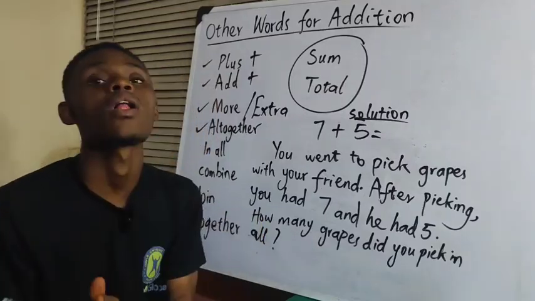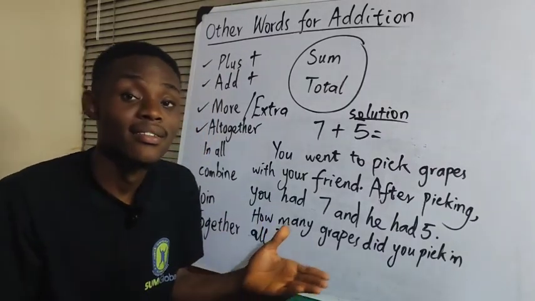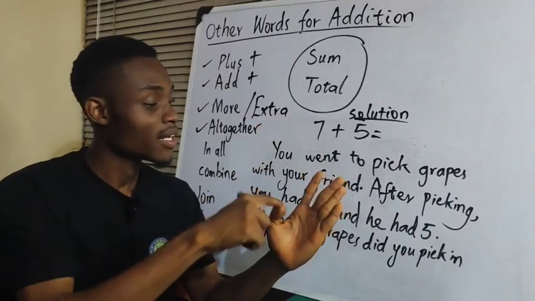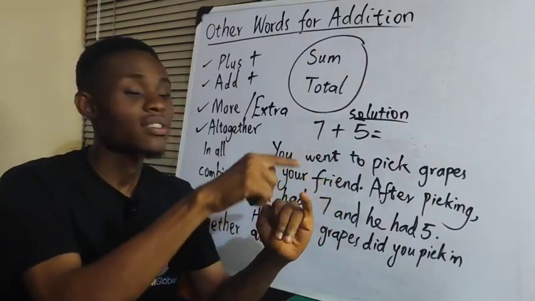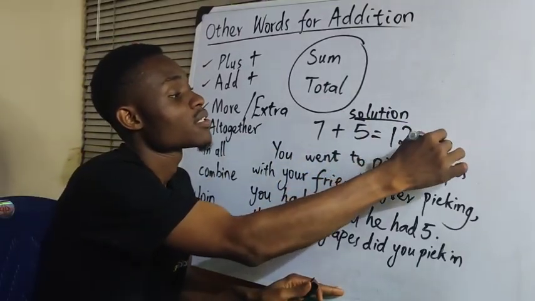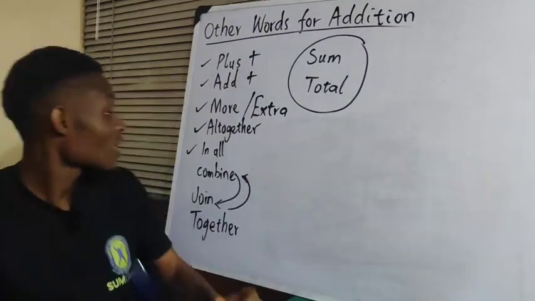That is in all. So whether we say all together or we say in all, we are still saying the same thing. So 7, 5 fingers, 8, 9, 10, 11, and 12. So that will give us 12 grapes. And that's it, finished. The next question.